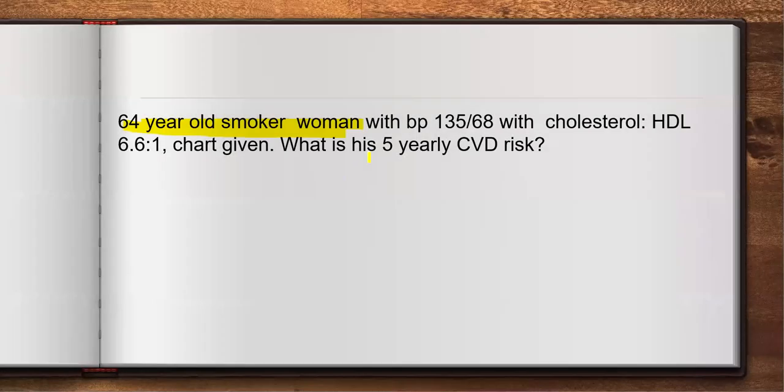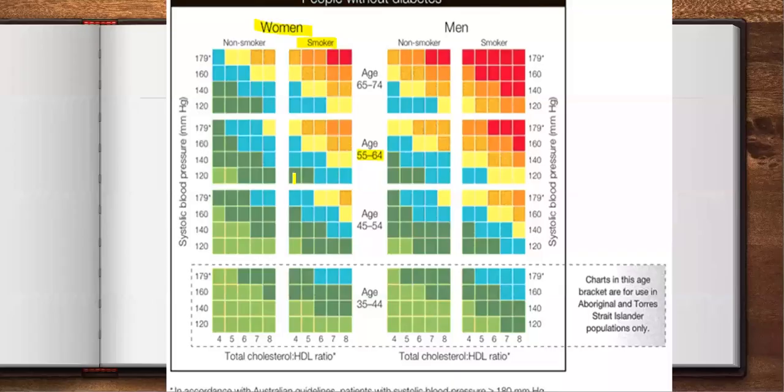After that, you've got a systolic blood pressure of 135, cholesterol HDL ratio 6.6:1. Now, blood pressure 135. If you see, this is for 120, this is 140, 160, 179. Now, this is the part where you need to understand the chart.